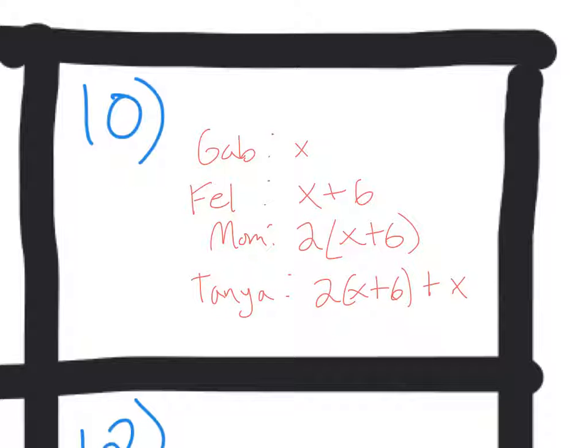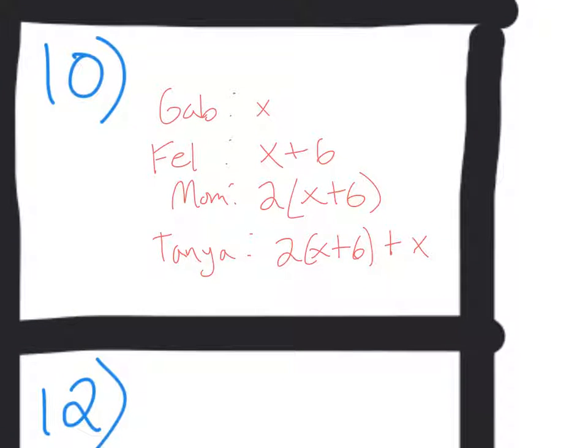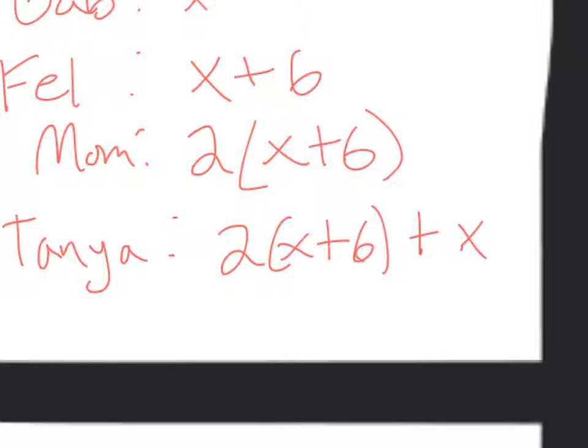Write and simplify an expression that represents Tanya's age in years. So let's go ahead. We've got Tanya's age, it's 2 times the quantity of x plus 6 plus x. Go ahead and use the distributive property here. And that's going to get you 2x plus 12 when we multiply. And don't forget to bring down that additional information plus another x.